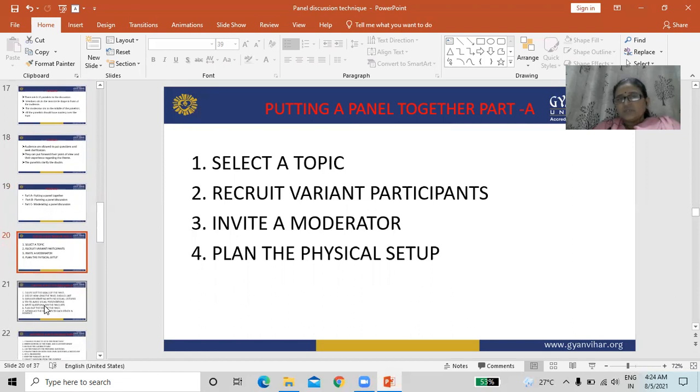First, we will discuss putting a panel together, Part A. Select a topic. The first step is to select the topic. Without a topic on which the panelists will discuss, the panel members cannot be decided. So select a topic.